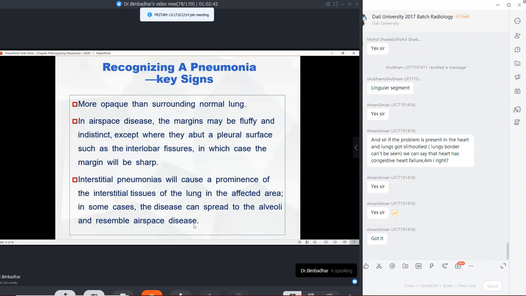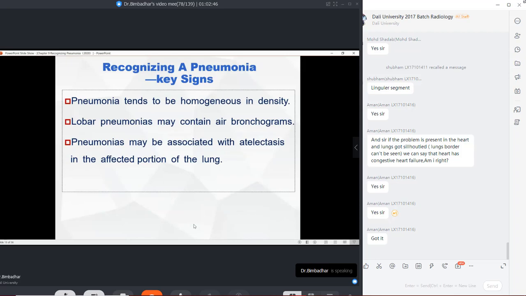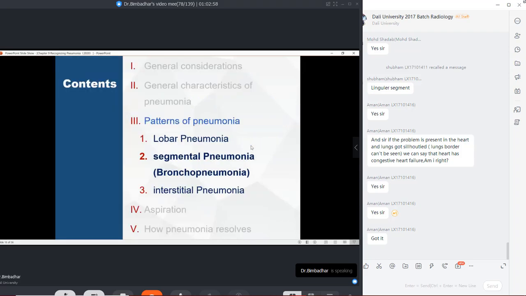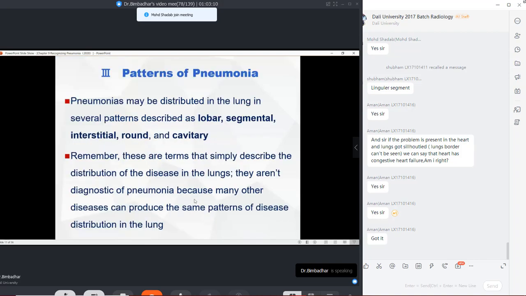So these are the key signs of pneumonia. Pneumonia tends to be homogeneous in density. Lobar pneumonias may contain air bronchograms. Pneumonias may be associated with atelectasis in the affected portion of the lung. Now let's try to understand two different scenarios. We will try to understand what exactly is a lobar pneumonia, segmental pneumonia, and interstitial pneumonia as well.